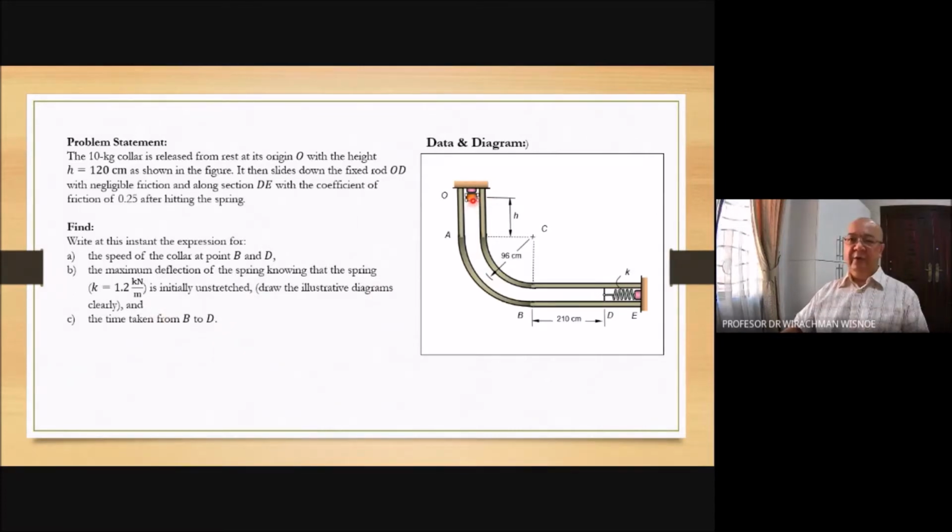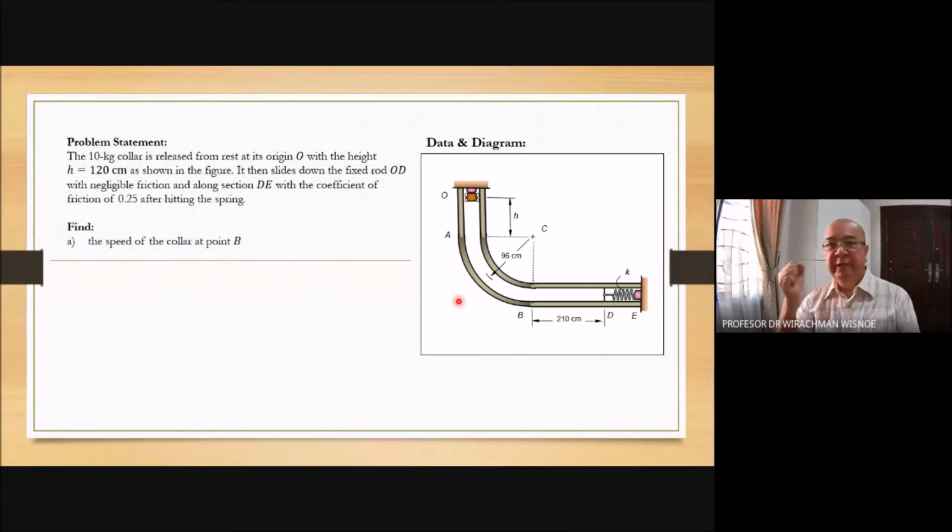We have a collar here, released from rest. So the only force that applies to this collar is its own weight. It will slide along this rail without friction. But once it touches the spring at D, there will be friction. Let's focus on question A. We want to calculate the speed of the collar when it reaches point B.